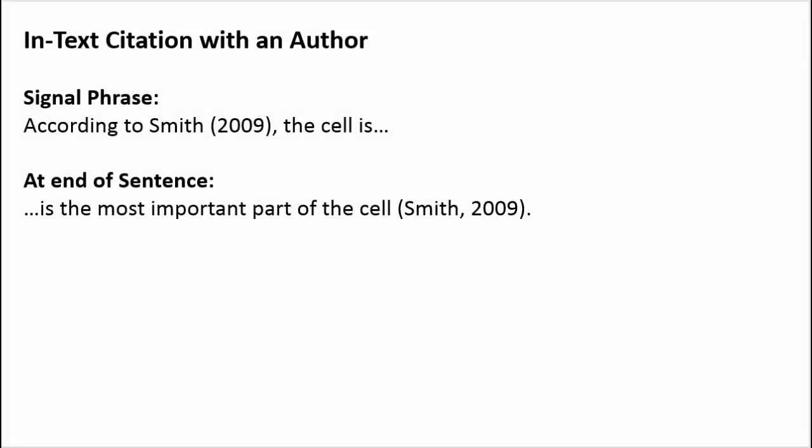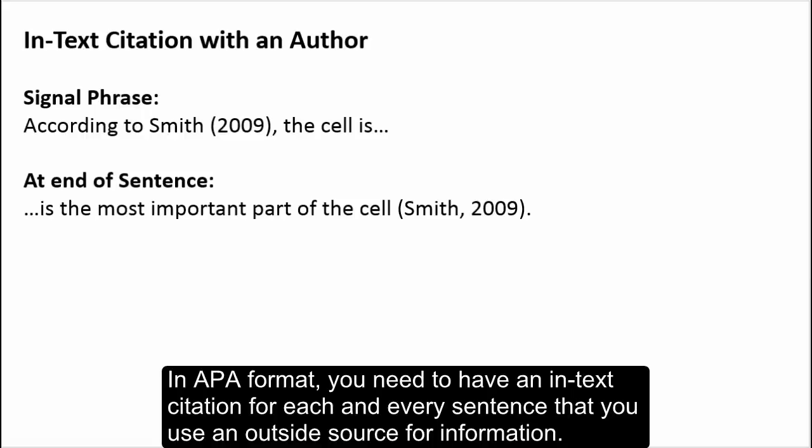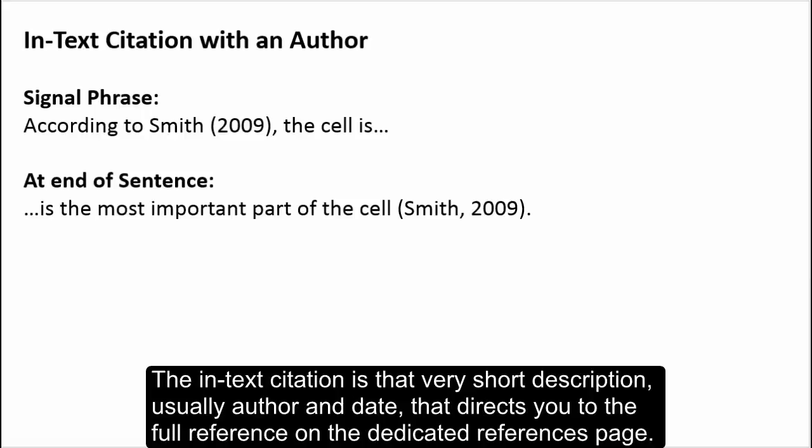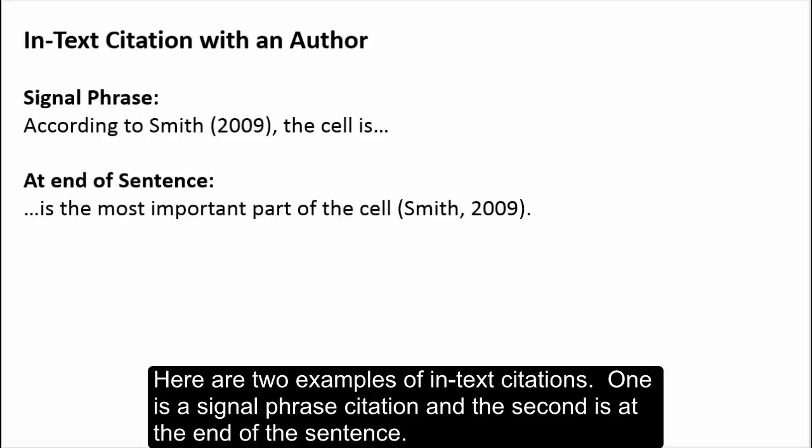In APA format, you need to have an in-text citation for each and every sentence that you used an outside source for information. The in-text citation is that very short description, usually an author and date, that directs you to the full reference on the dedicated reference page. Here are 2 examples of in-text citations. One is a signal phrase citation, and the second is at the end of the sentence.